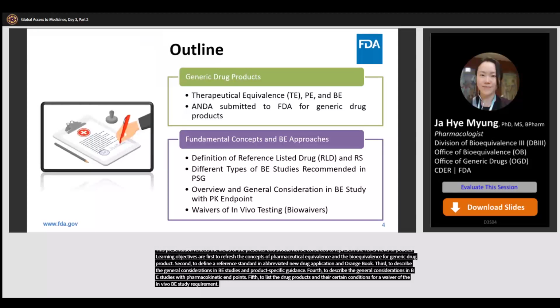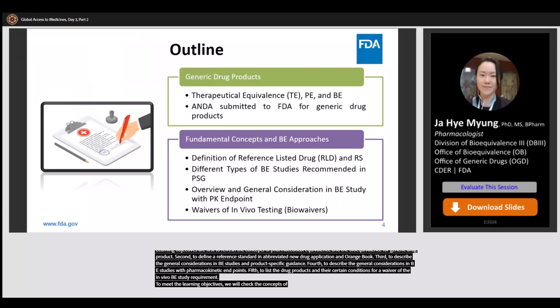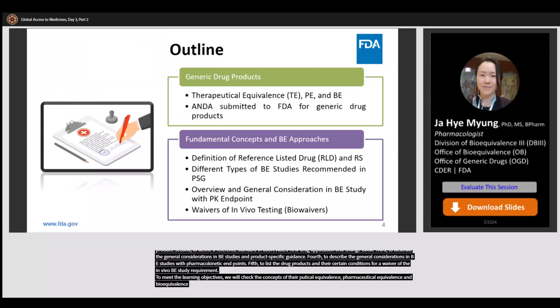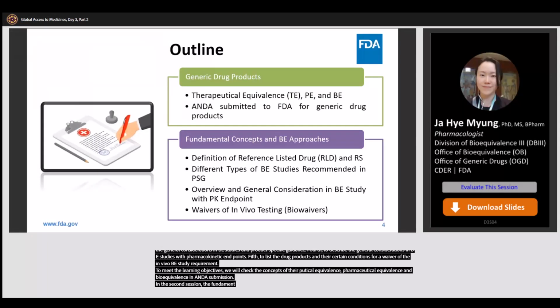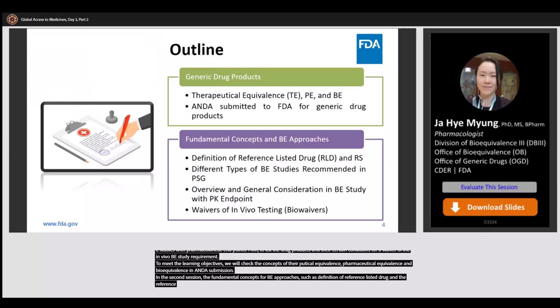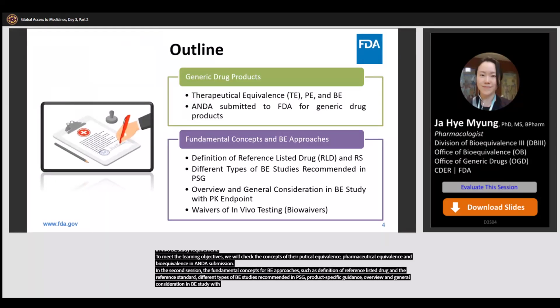To meet the learning objectives, we will check the concepts of therapeutic equivalence, pharmaceutical equivalence, and bioequivalence in the ANDA submission. In the second section, the fundamental concepts for BE approaches, such as definition of reference listed drug and the reference standard, different types of BE studies recommended in PSG product-specific guidance, overview and general consideration in BE study with the PK endpoint, and the bio-waivers will be covered in the current talk.